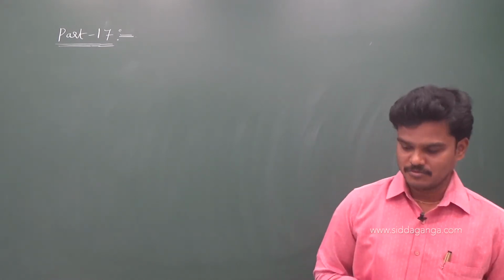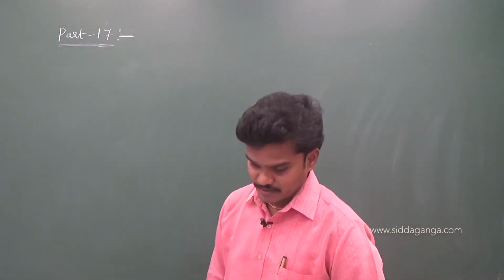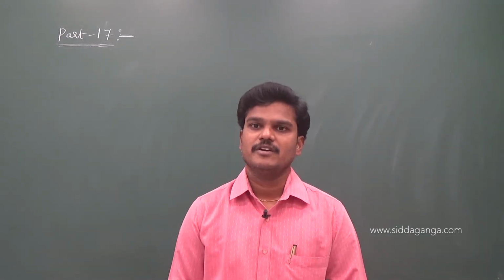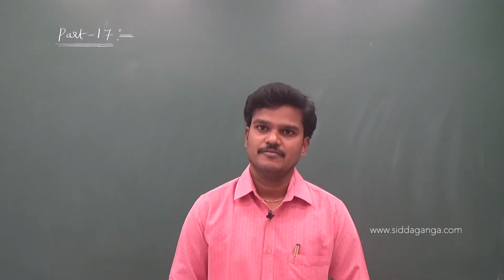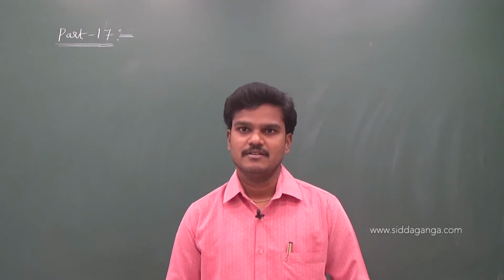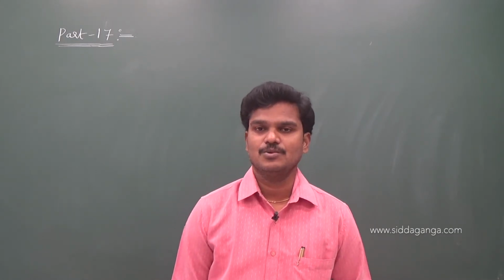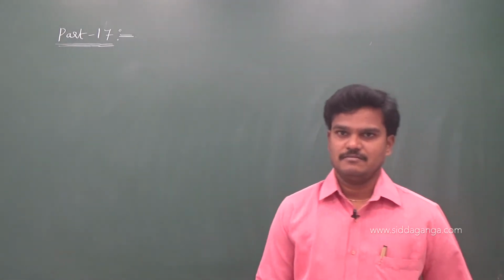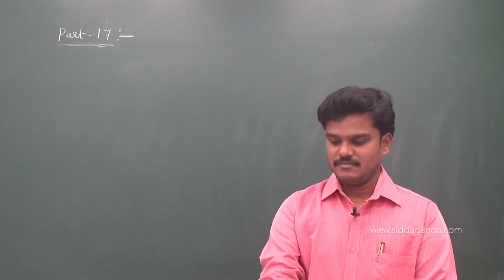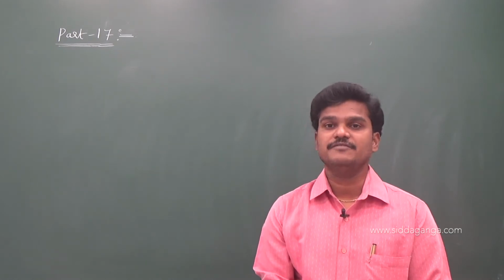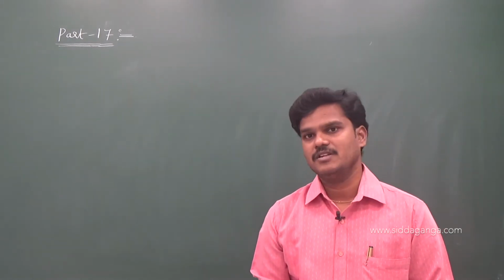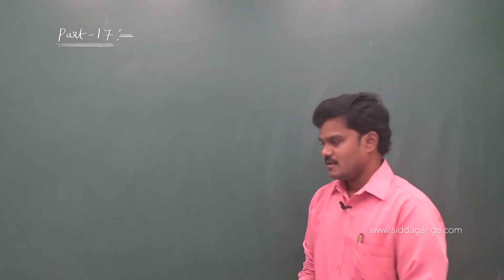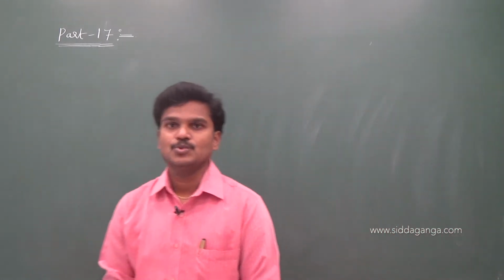I hope you know the moment of inertia definition. It is the sum of the products of individual masses and the square of their perpendicular distances from the axis of rotation, and we can write I is equal to m r square. Moment of inertia gives different values in different directions. That's why we can call moment of inertia a tensor. And we know two theorems.